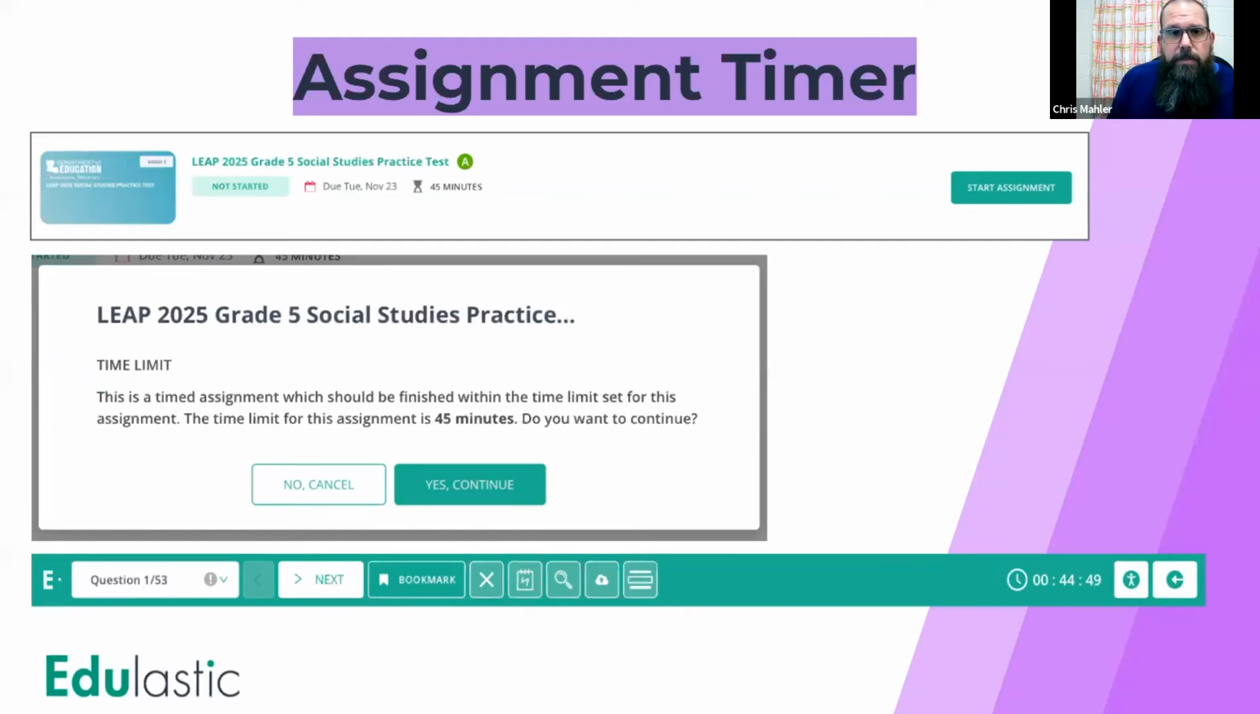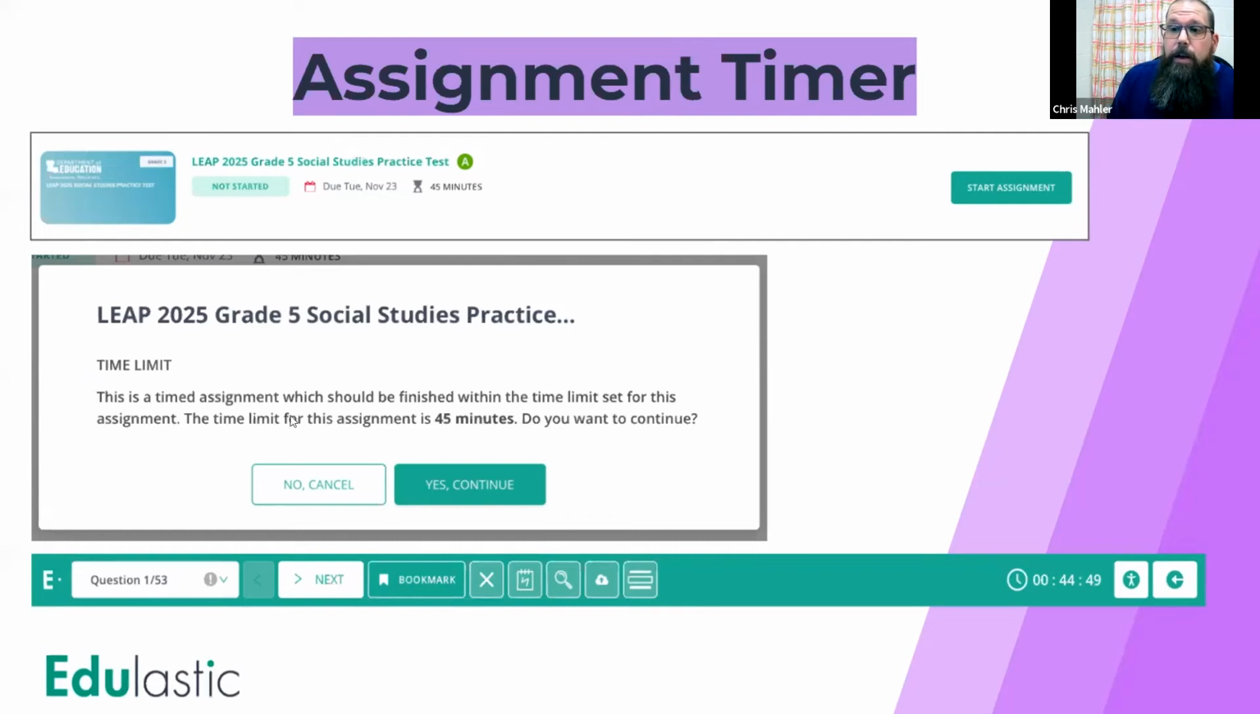The kids aren't used to being timed. When they do their state testing, that is the only time they have a hard time limit on them. And so Edulastic allows you to recreate that environment so that you can get them used to working under that tight deadline.